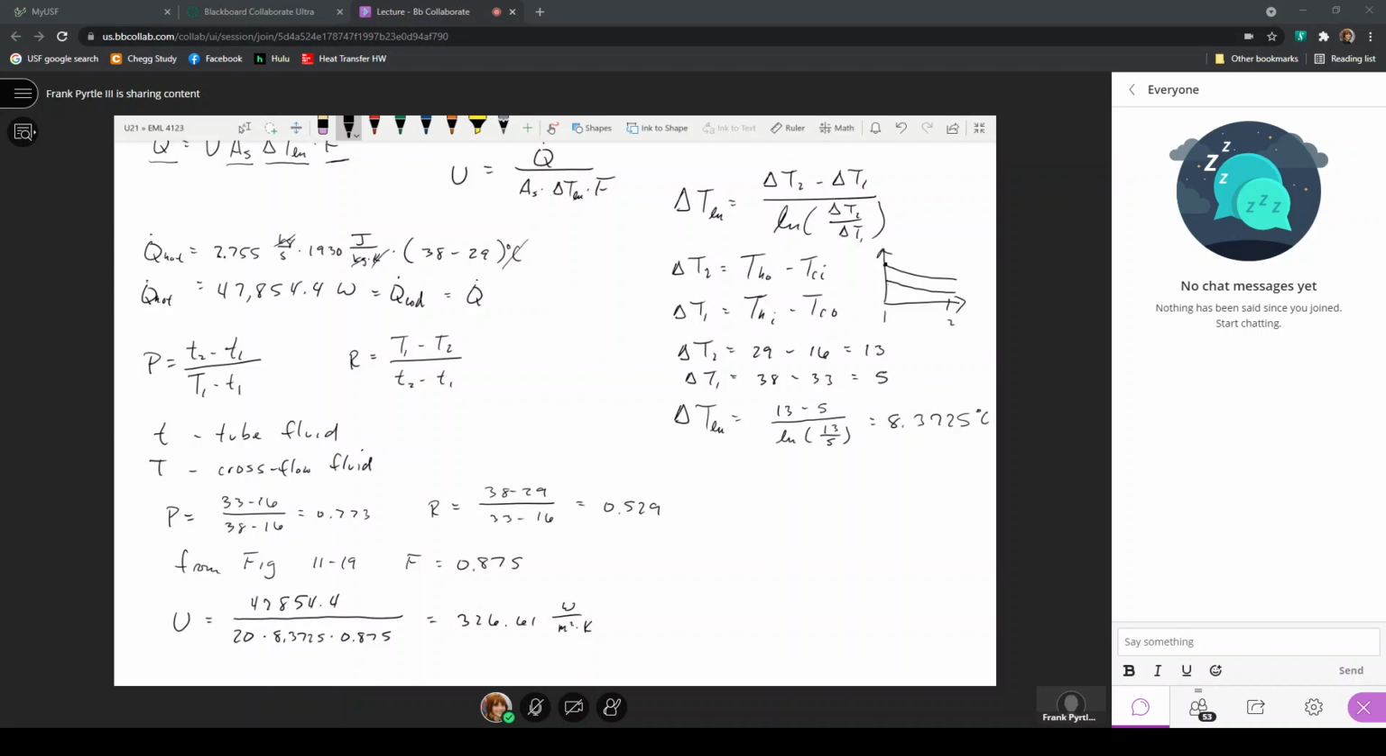And thus the value that we would read as a correction factor would slightly change because P and R are based on those temperatures. Now, just to go back a little bit, I answered the actual question here, but if we want to determine, well, what is the capacity rate of the cold fluid?